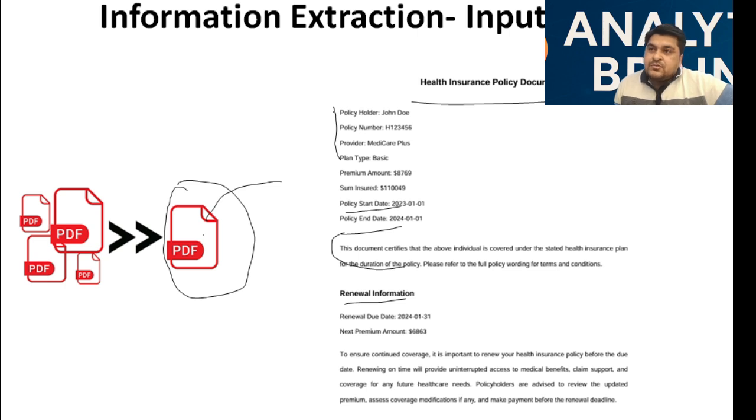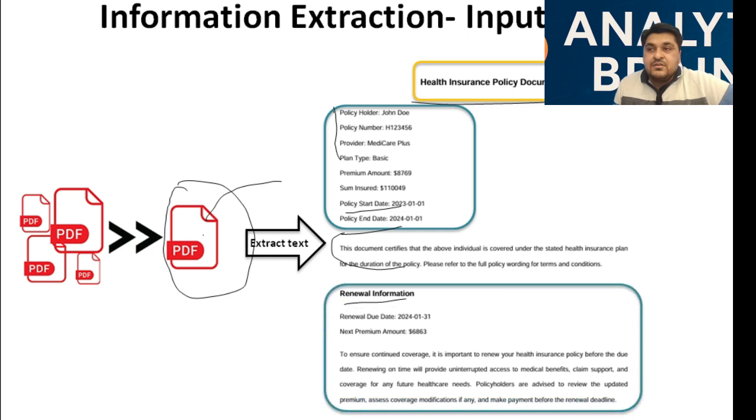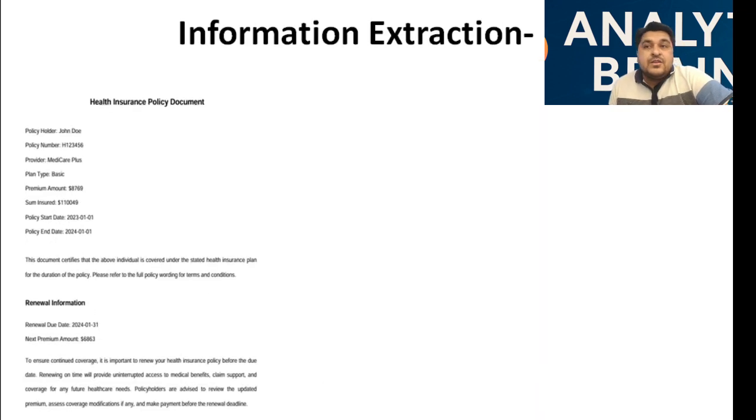So let's suppose this PDF is a health insurance policy document, and this policy document contains information like policyholder name, policy number, sum assured, policy start date, end date, and then some information about the policy. Then we have some information about the renewal and some information about the claim. This may contain more than 10 or 15 pages. This type of information we can find readily in different health insurance documents. So our first objective is to extract this information from these PDF documents.